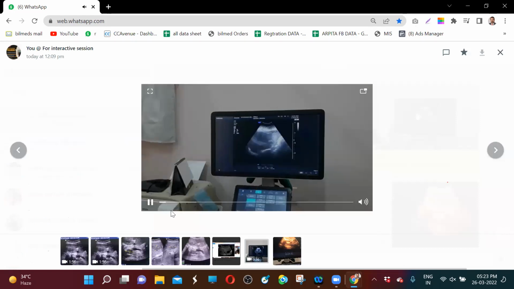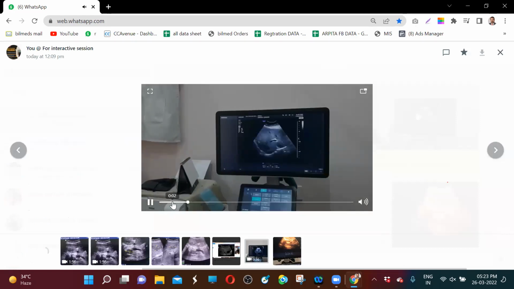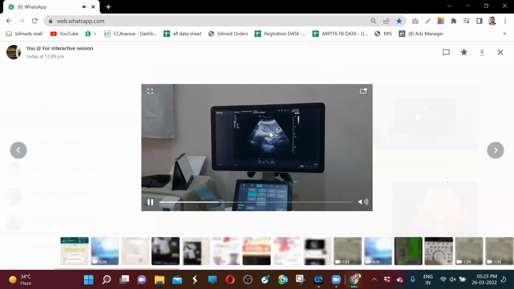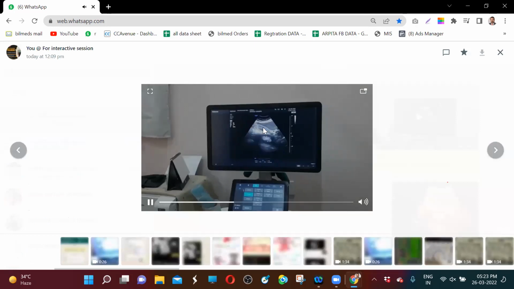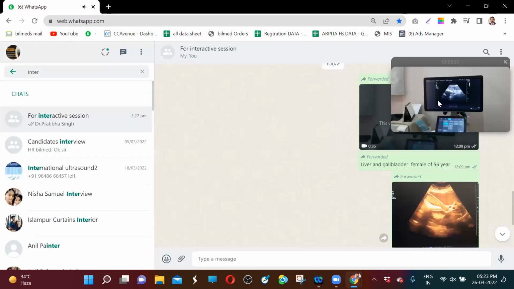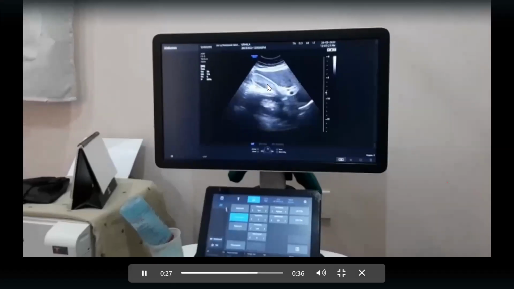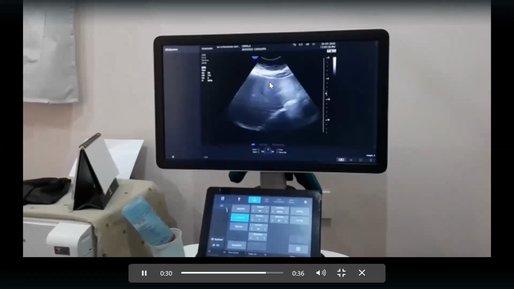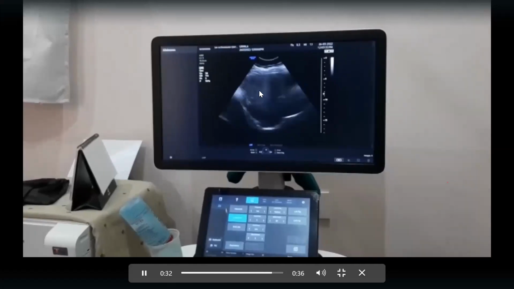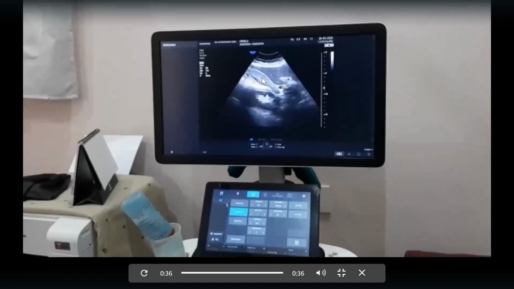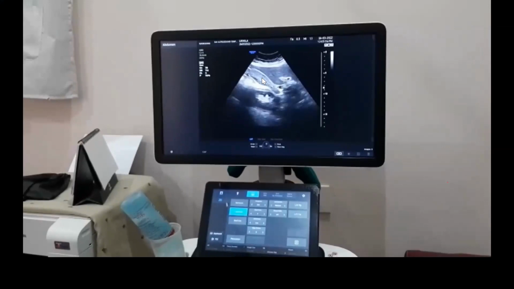Dr. Pankaj, you there? Next. Dr. Shiv Kumar, you there? Yes, sir. What is in this gallbladder? It is sludge. I am playing it again. So first of all, what we are seeing over here is a mixed echo texture area in the gallbladder occupying almost the whole of the lumen. This is sludge. Yes, very good.